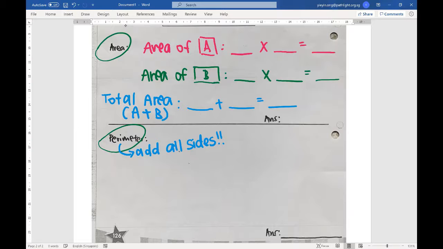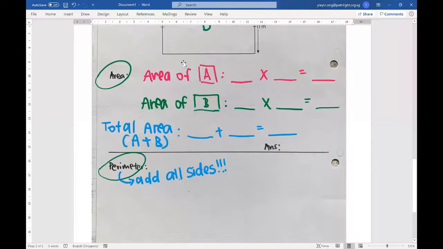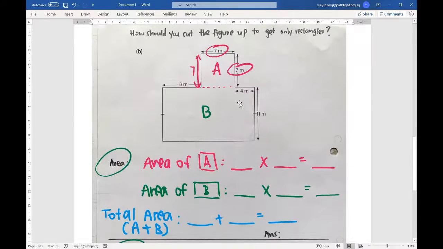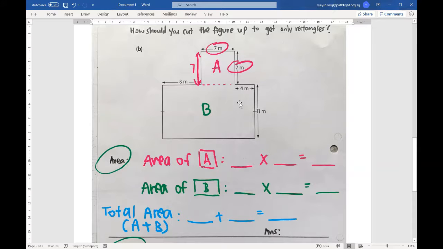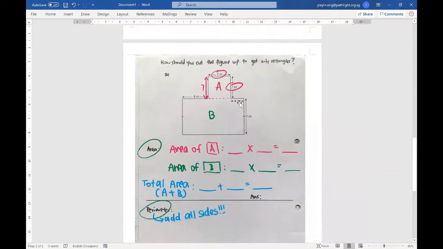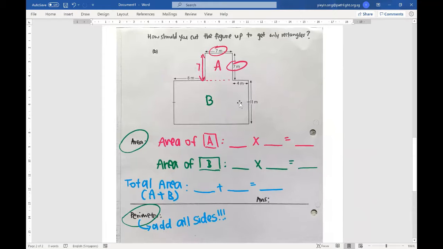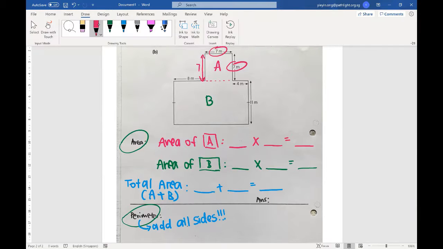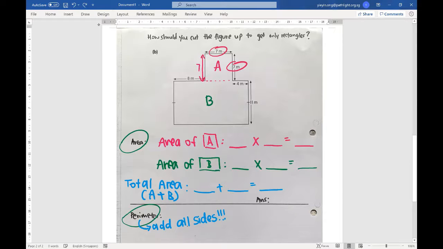Okay, so now Miss Ong is going to help you by finding the sides of this composite figure together. We're going to find all the unknown sides together. Okay, so just let you see. Please copy down all the notes so that it's easier for you to do it for part B. So now you can see that we already have the sides of this square A because all sides are equal. So 7, 7, and 7. Okay?